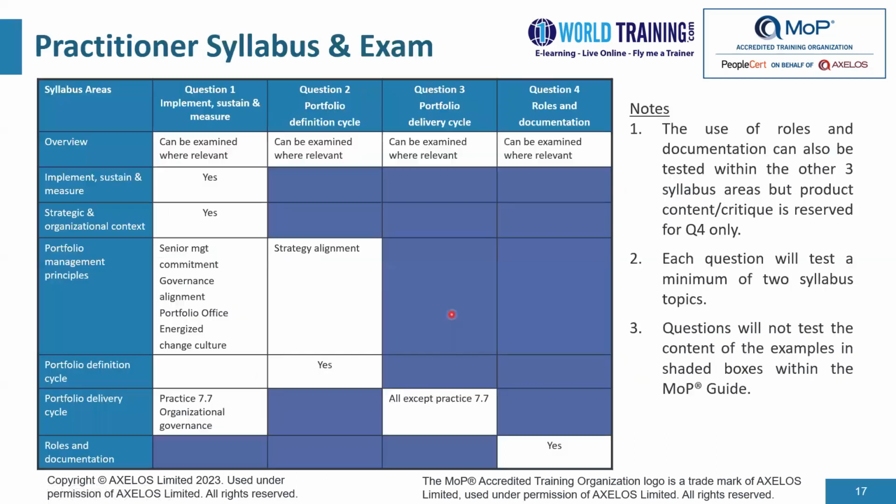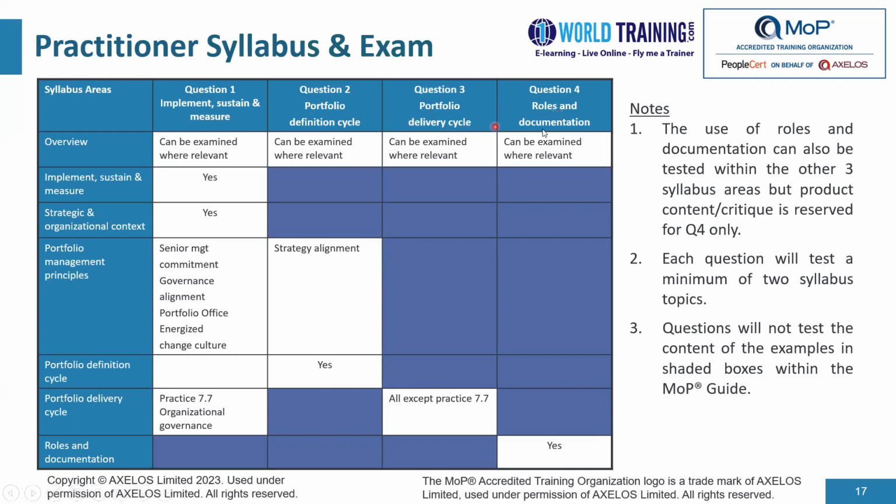A little bit about the practitioner's syllabus and exam. So these are the syllabus areas that we looked at earlier on: overview, sustain and measure, strategic organizational context, portfolio management principles, portfolio definition cycle, portfolio delivery cycle, roles and documentation. And then on this side of the axis, you have the question numbers. Question number 1 would be on implementing, sustaining, and measuring. Question number 2 is on portfolio definition cycle. Question number 3 is the portfolio delivery cycle, and question number 4 is roles and documentation.